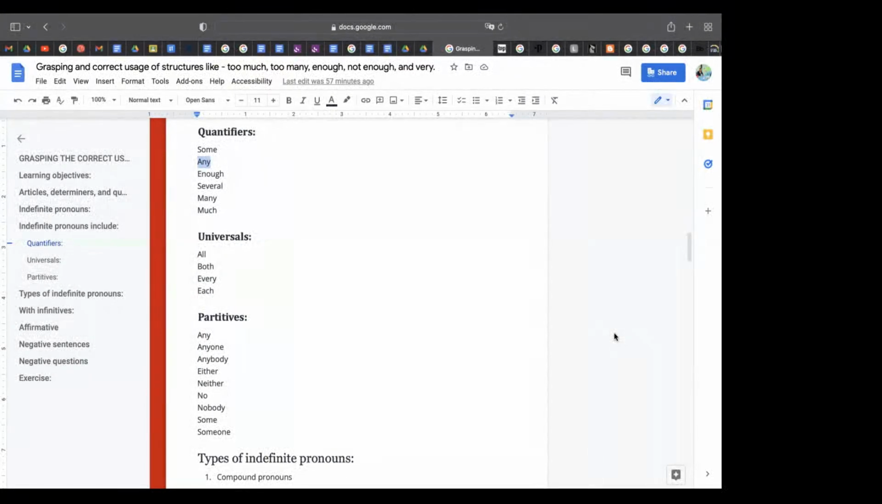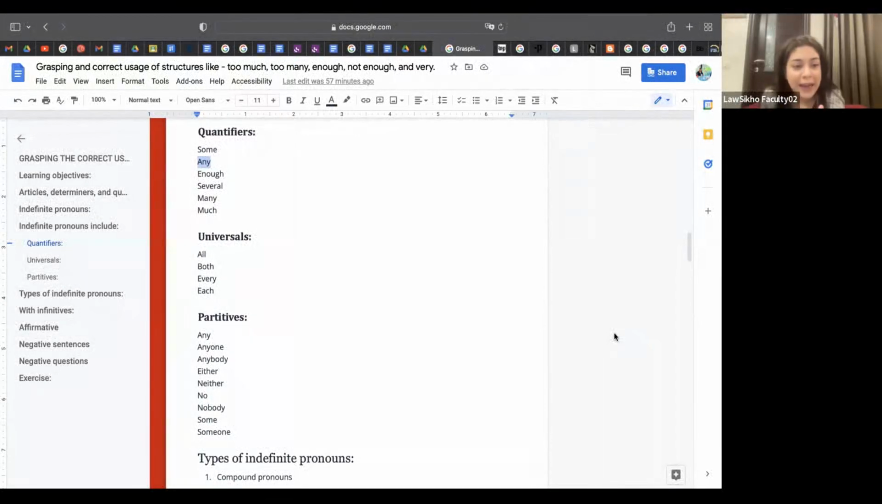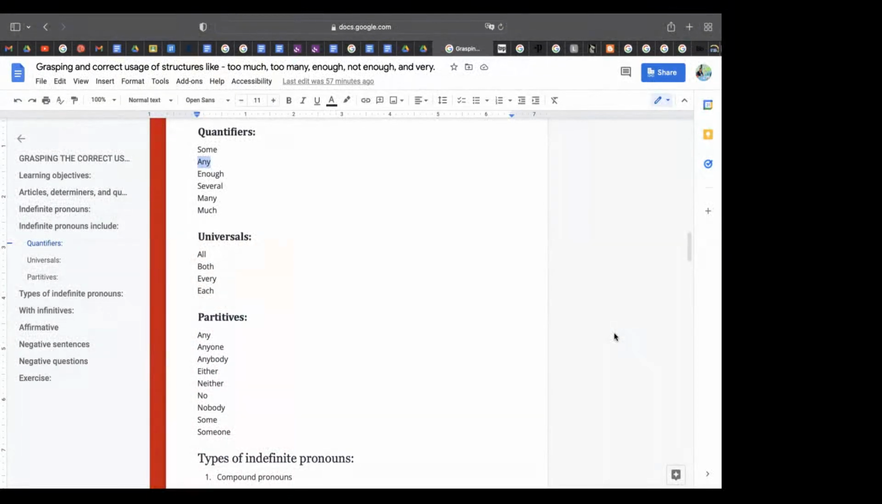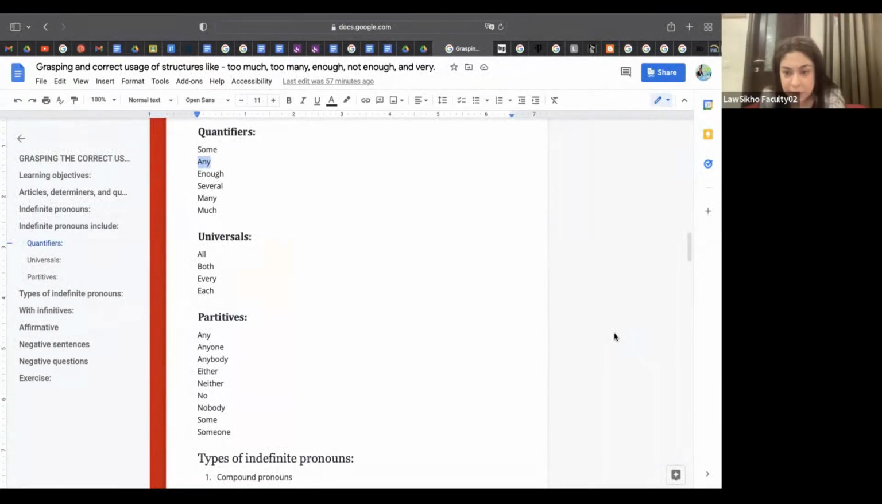Ma'am, I can't understand it, ma'am. Okay. I like to buy any dress is incorrect. You can say, I would like to buy a dress. I would like to buy any dress that I like, but with some context. Making sense? Yes, got it. Thank you, ma'am. You're welcome.